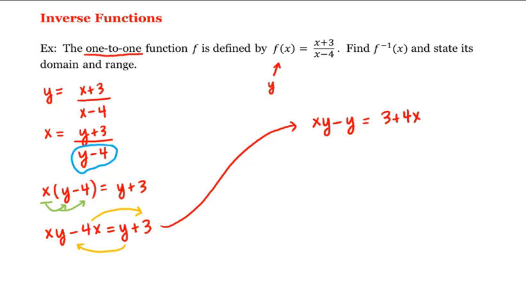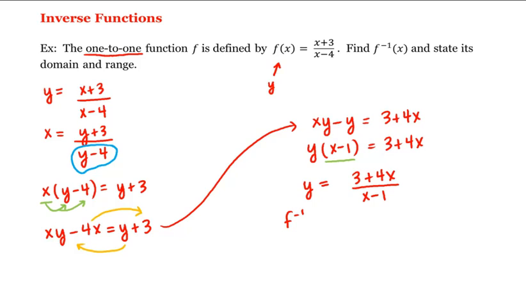And now on the left-hand side, we can factor out a y. And if we divide both sides of the equation by this x minus 1, we will have solved for y. So y is equal to (3 plus 4x) divided by (x minus 1). And this is f inverse. So f inverse of x is equal to (3 plus 4x) divided by (x minus 1).